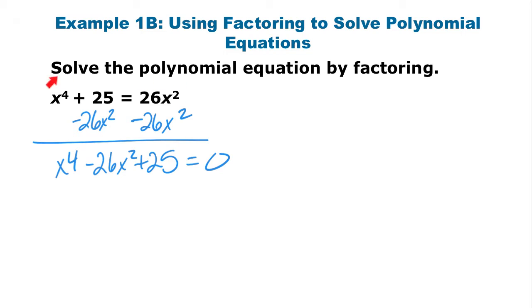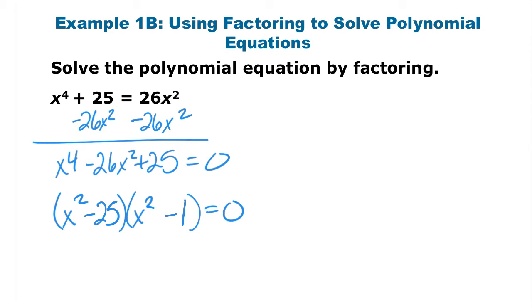To solve this polynomial by factoring, the first thing we need to do is set it equal to 0. So I subtracted 26x squared from both sides. This one's a little bit different because I have x to the fourth here, but I know that I can split that up into x squared and x squared. And then we want to end up with 25 on the end and negative 26x squared in the middle. So I'm going to do negative 25 and negative 1 right here.